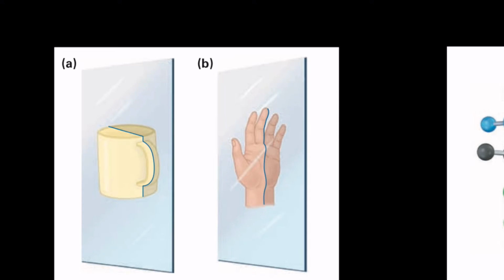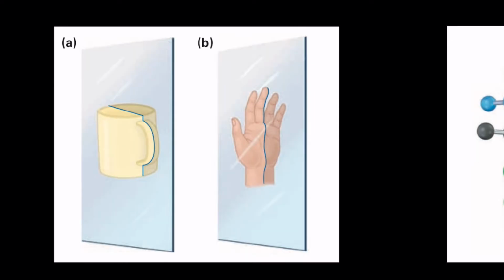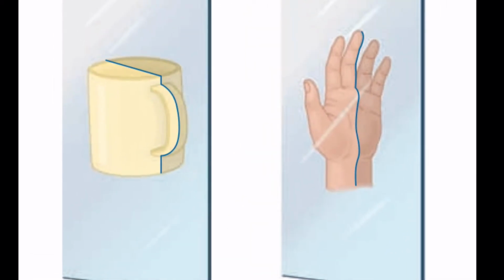Say we have a coffee cup and a hand. A molecule that is not chiral has a plane of symmetry. As we see here, a plane of symmetry is a plane that will cut through the middle of the molecule or any object in such a way that one half is a mirror image of the other half. So when we take a look at this, the coffee cup is exactly identical to its mirror image. Therefore, this would be achiral, or not chiral.